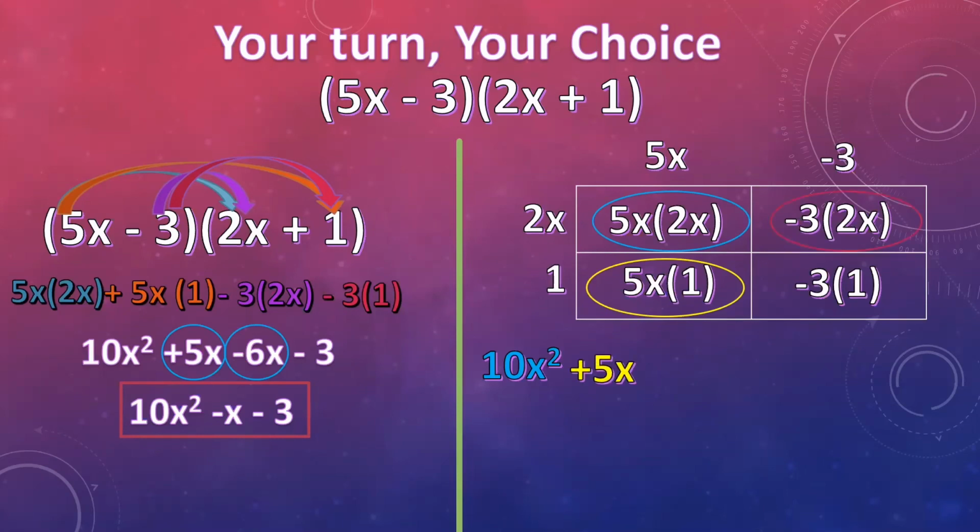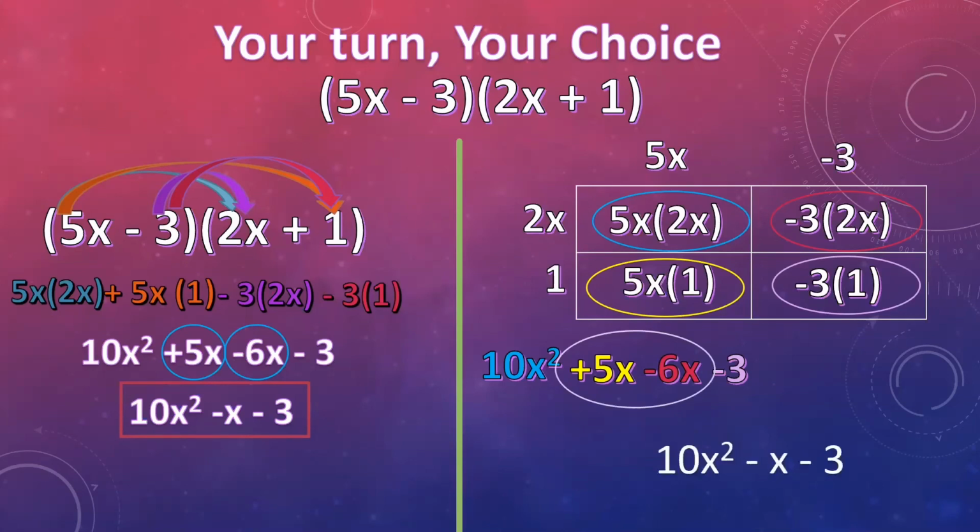Negative 3 times 2x is negative 6x. And negative 3 times 1 is negative 3. When I go and combine those like terms in the middle, it still ends up with my same answer as my, it's FOIL really, but they call it the distributive property.